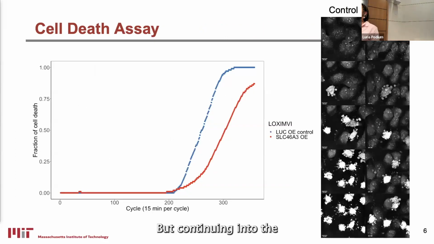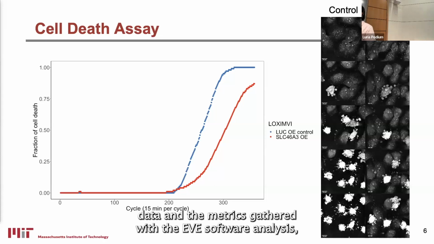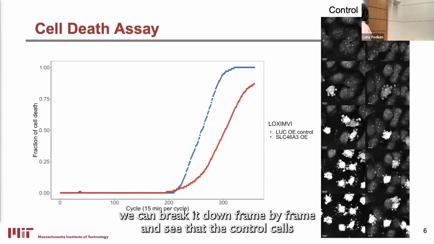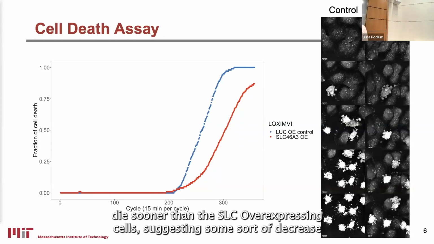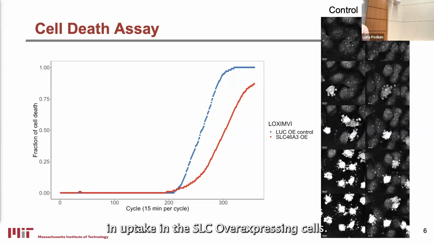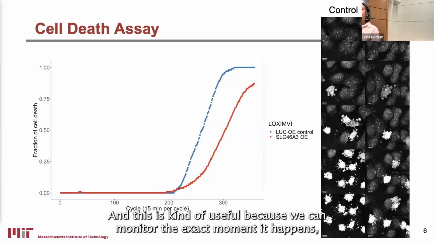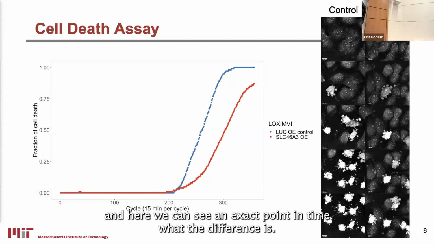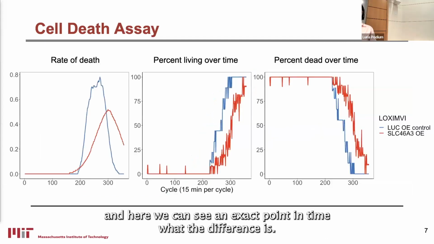But continuing into the data and the metrics gathered with the EVE software analysis, we are able to generate this plot, which shows the fraction of cell death over time. We can break it down frame by frame and see that the control cells die sooner than the SLC overexpressing cells, suggesting some sort of decrease in uptake in the SLC overexpressing cells. And this is kind of useful because we can monitor the exact moment it happens, whereas in a traditional viability assay, you only have one endpoint readout. And here we can see at an exact point in time what the difference is.